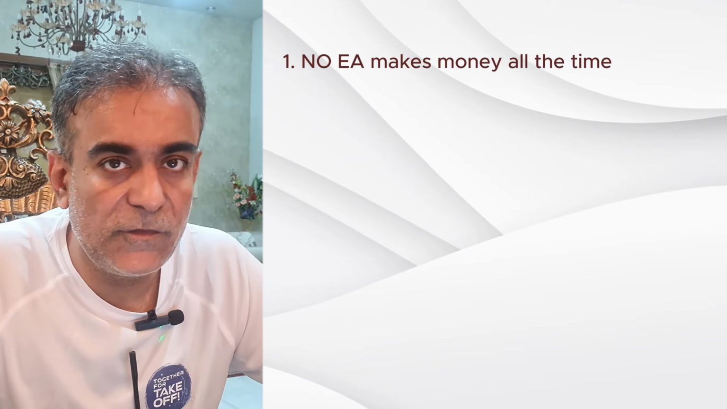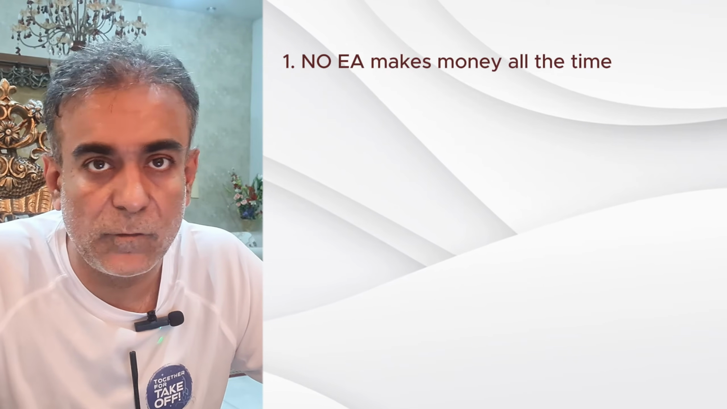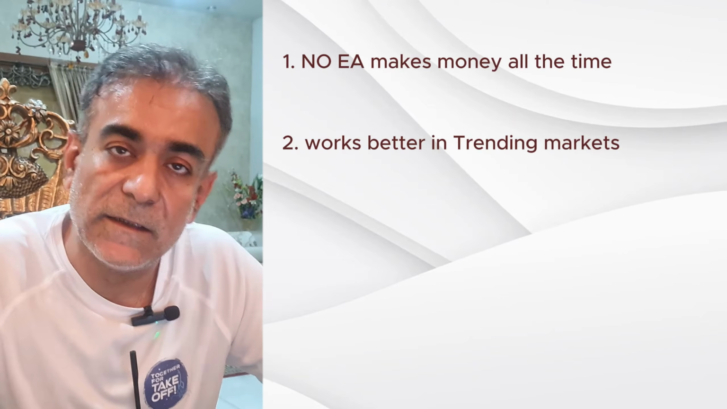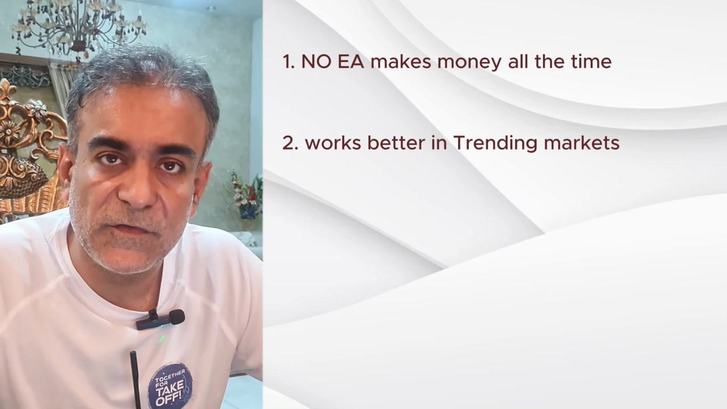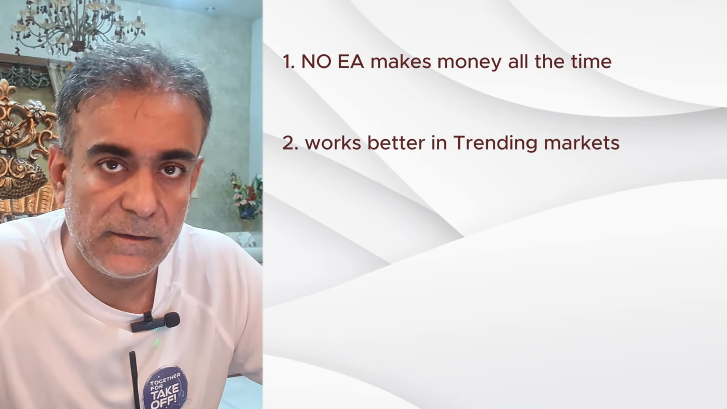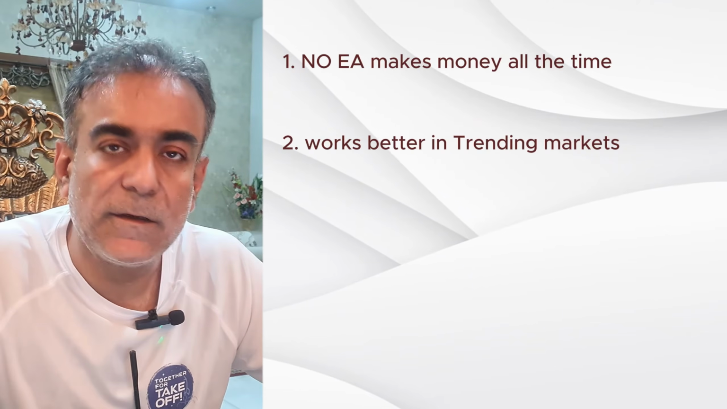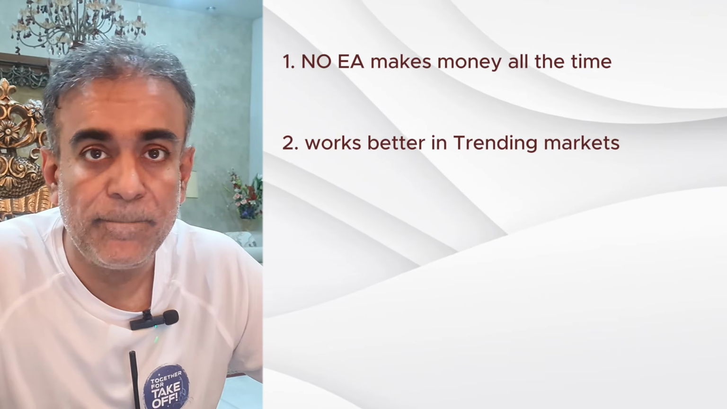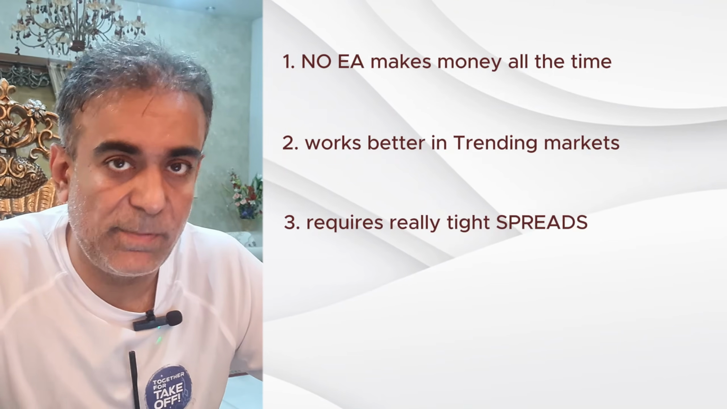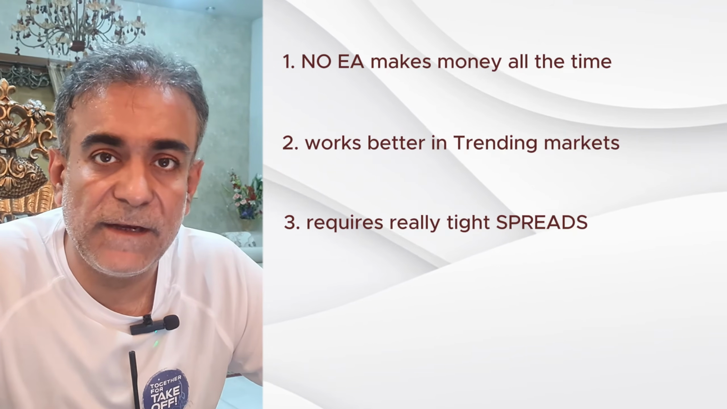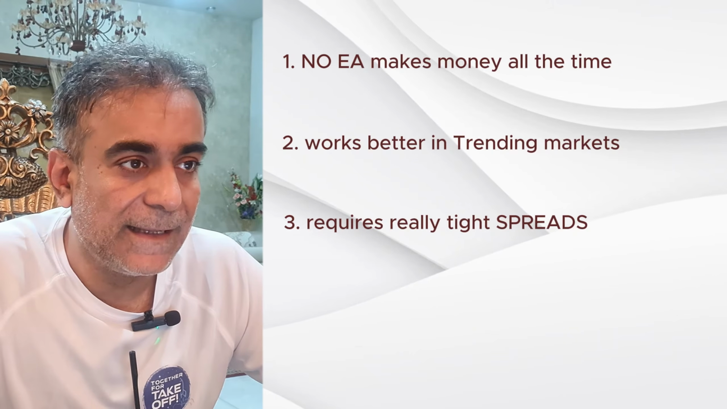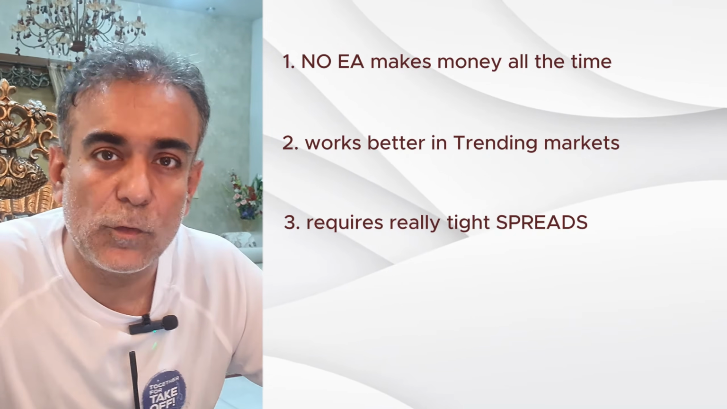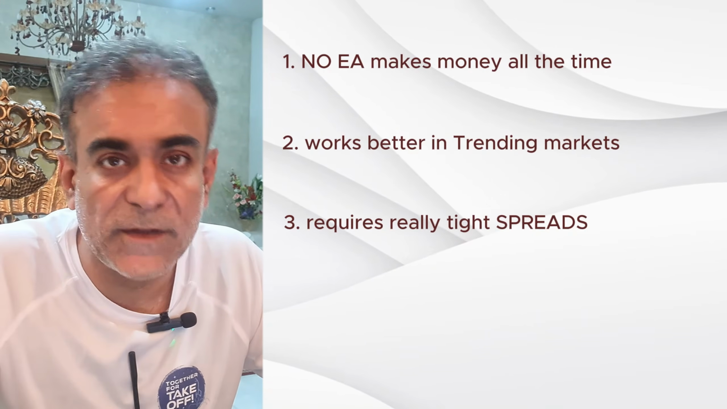The second point is this EA, at least in my experience, works better when the market is trending, either up or down. When the market is chaotic, volatile, or is stagnant, that's when the EA struggles. The third point is, because it's a scalping robot, the volume of the trades is going to be massive. So you require really tight spreads. So if your broker does not offer very tight spreads, then I would suggest you try it on different brokers and see which ones it works on, which ones it doesn't work on.